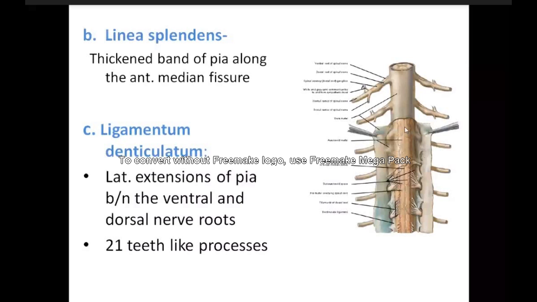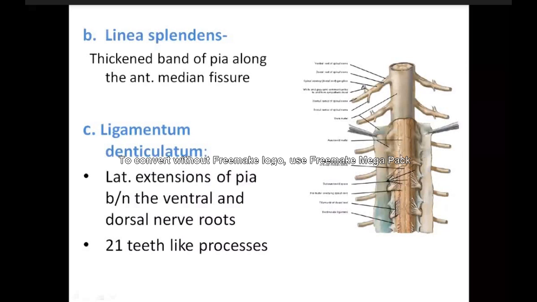Now coming to the another modification. On either side of the spinal cord here, when you reflect the dura, you can see triangular or tooth-like extensions. These are not the nerve roots. Between the nerve roots you can see triangular tooth-like processes. There are around 21 on each side. So this is also a modification of pia mater which is known as ligamentum denticulatum.